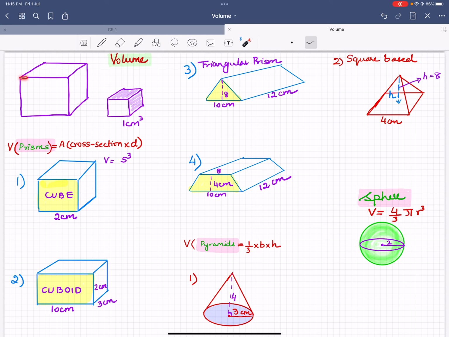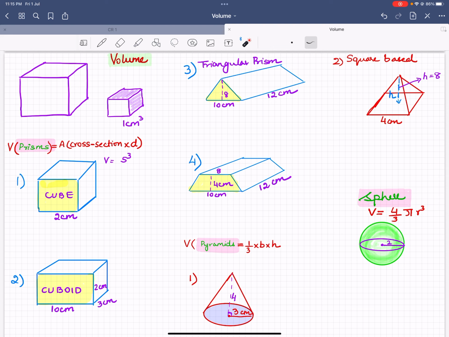Now let us imagine we have a box here and we need to find the volume of this box. Now we are going to see how many of these cubes fit inside the box, and the number of cubes that fit inside the box will determine the volume of the box. So that was about volume.